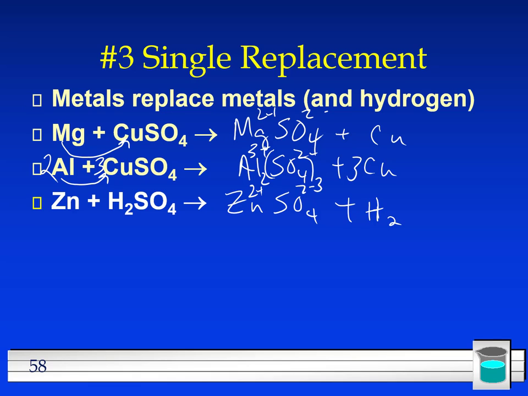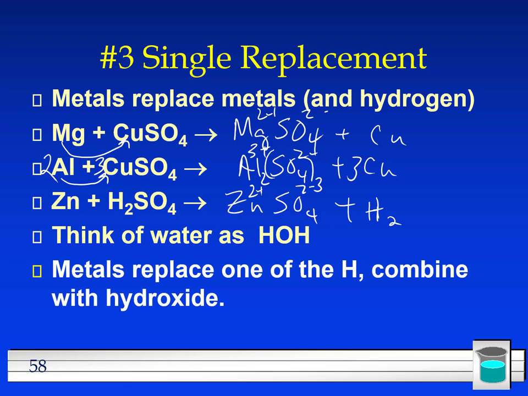And the tricky part. Water, we're always used to writing as H2O. But another way of writing water is hydrogen hydroxide. And in single replacement reactions, you want to think of water as hydrogen hydroxide. Why? Well, because the metals will replace one of the hydrogens, but not both of them. So one of the hydrogens will come off water, so the metal will end up next to hydroxide, not next to oxygen.